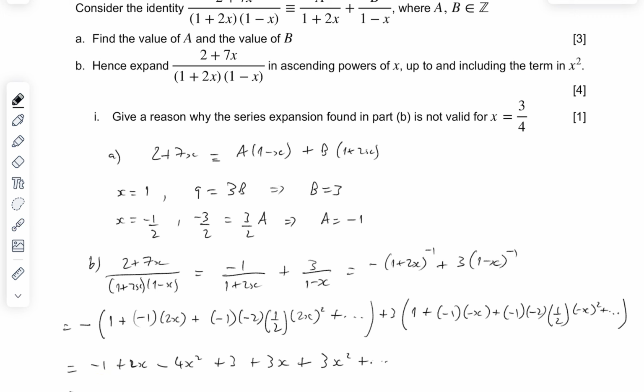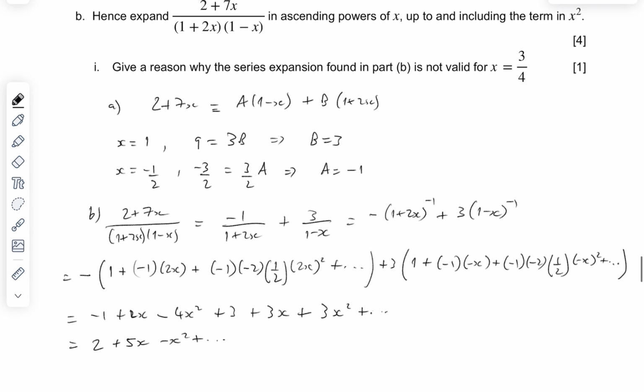Negative 1 and 3 gives us 2. Then we have 2x plus 3x is 5x. Then we have negative 4x squared plus 3x squared is a negative x squared, plus dot dot dot. So we've got that expanded.